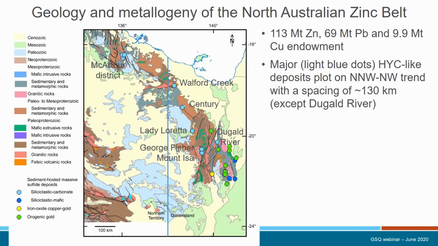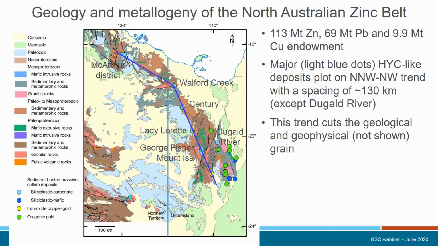The light blue dots, which is what we're going to concentrate on here, are the HYC or McArthur-like deposits, and they define a north-northwest to northwest trend, and you can see that on the blue line. I want you to hold that blue line in your mind as we move through this talk, because it's going to crop up in a few other places. The important thing is that the trend cross-cuts the geology. You can see it cross-cuts the structures, a lot of the lithological boundaries, and it also cuts across the geophysical grain. I haven't shown that at this point.